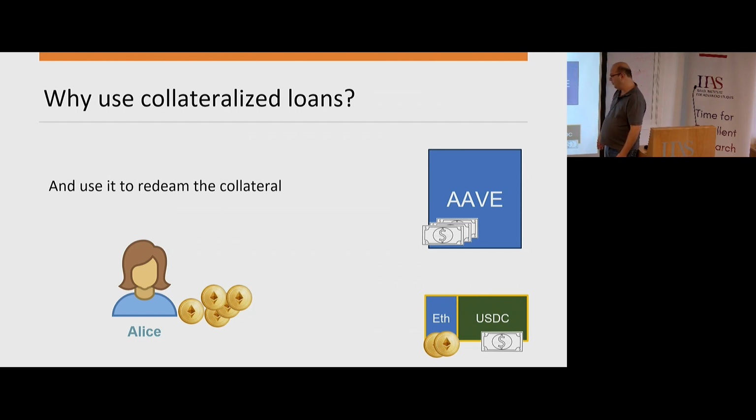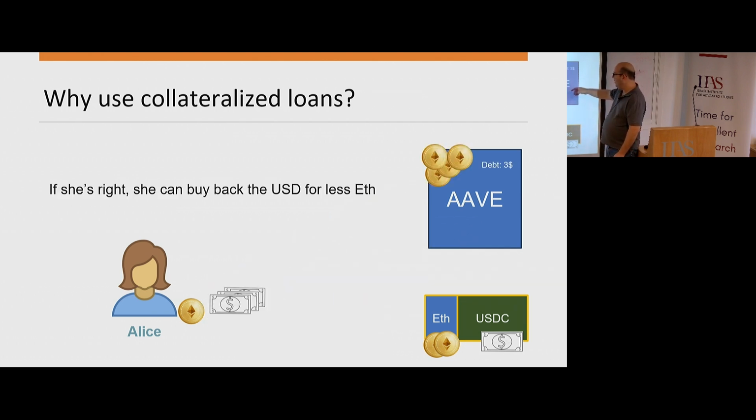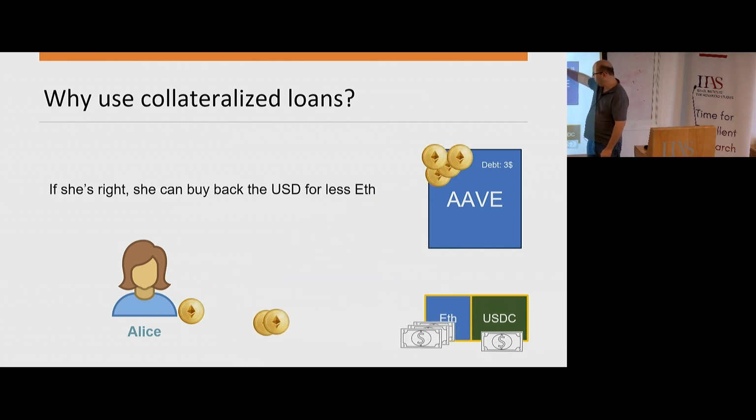What's the risk for her? If she's wrong, then Aave is actually going to, before she does this redemption, she might be in this situation.